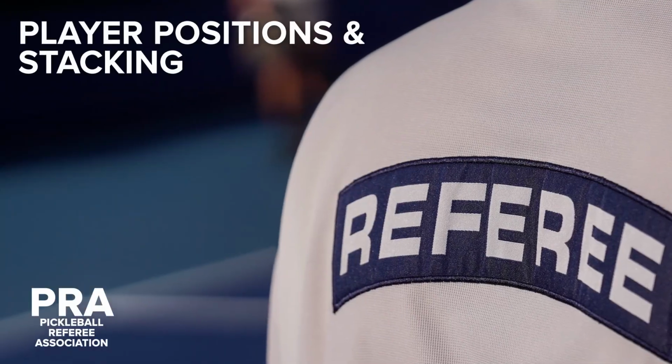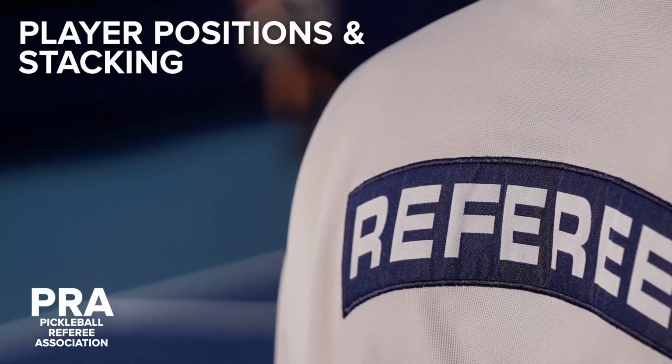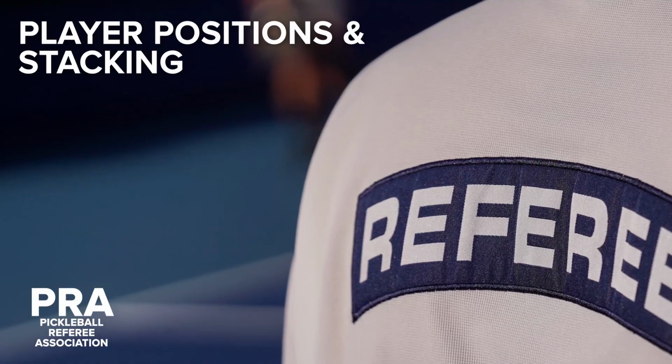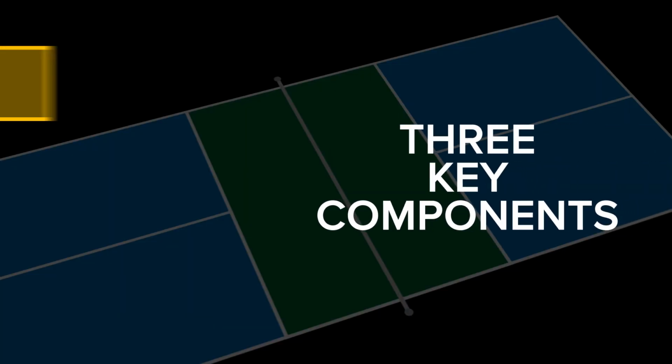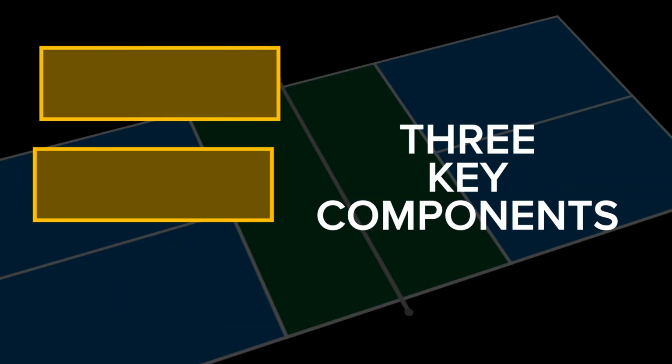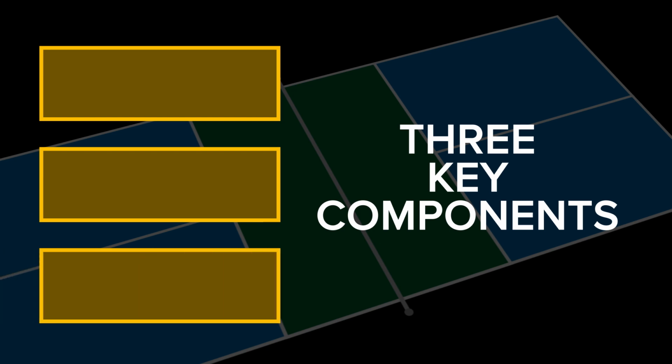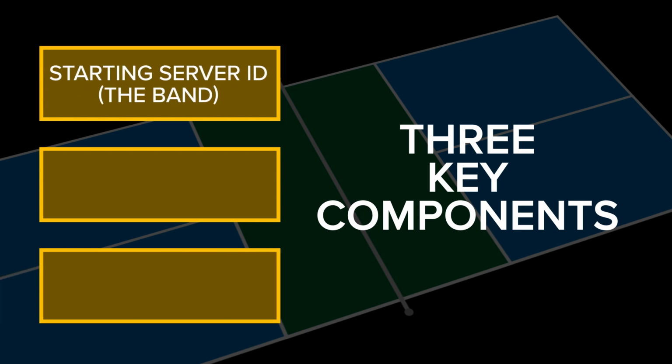Welcome to the referee training video on how to track players' positions during a match. There are 3 key components to tracking players. The first key component is the starting server ID, or another term, the band.